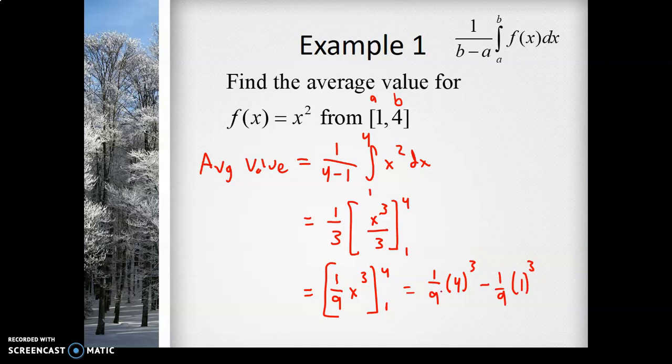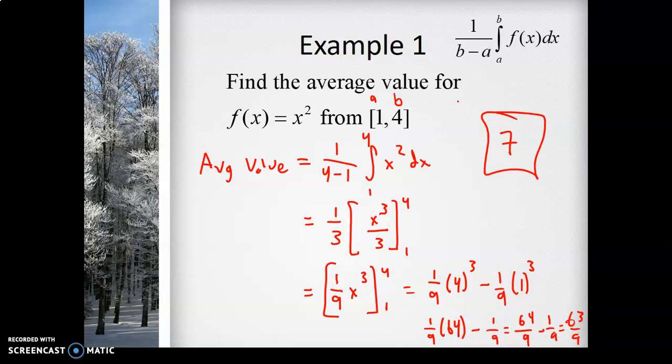Let's go ahead and practice simplifying. So 1/9 times 64 minus 1/9. So that'd be 64/9 minus 1/9, which would be 63/9, which is better known as 7. So the average value for x squared between 1 and 4 is 7.